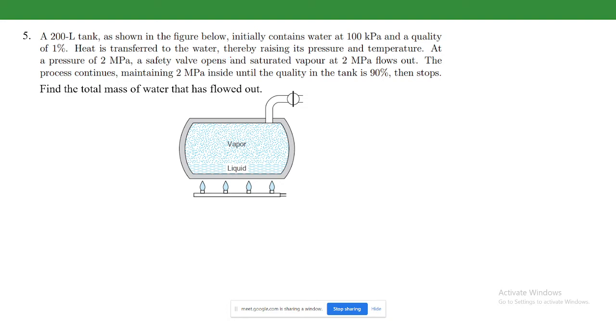Now heat is transferred to the water, thereby raising its temperature and pressure. At a pressure of 2 megapascal, this safety valve will open and the saturated vapor, this vapor is lying above, right? So the vapor that will be going out will be essentially saturated vapor. The process continues, maintaining 2 megapascal pressure inside, until the amount of vapor becomes 0.9 or 90%. Then it stops. We have to find the total mass of water that has flowed out.